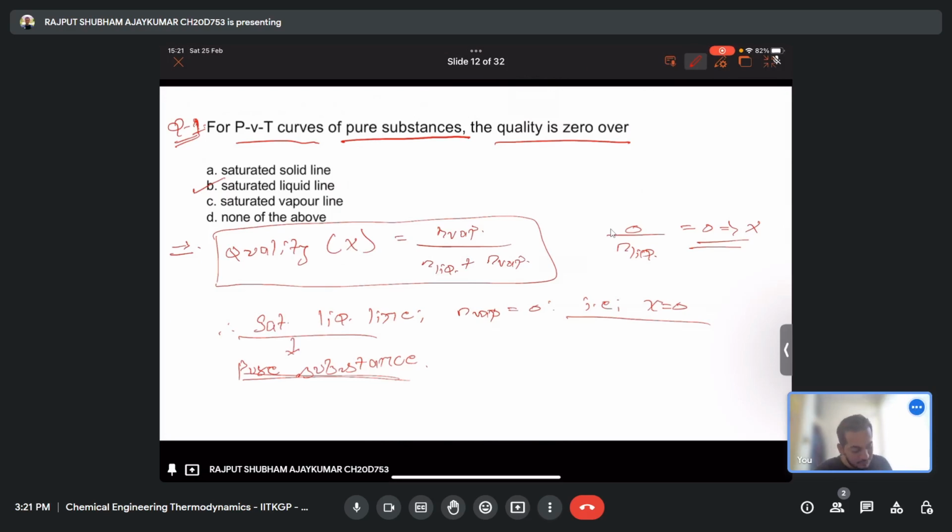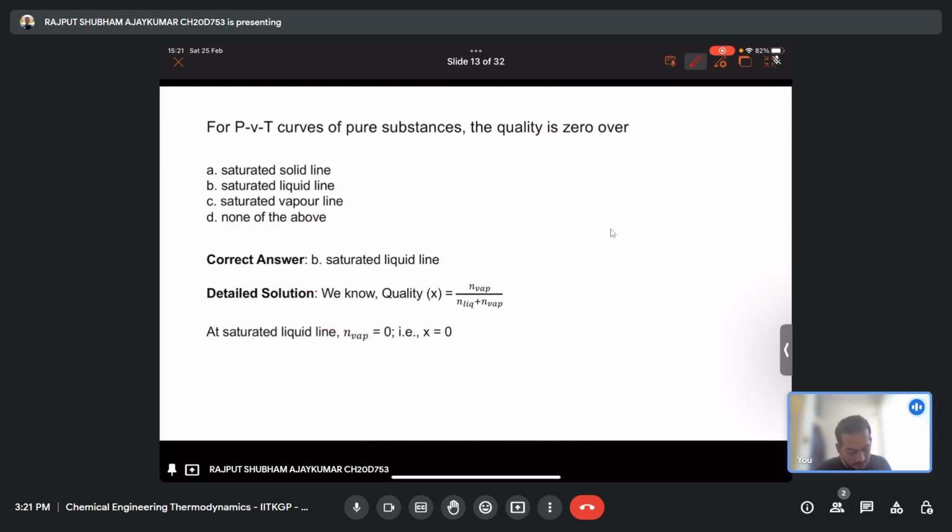Okay, so I've given the explanation for that up here also. The quality X is given by the number of moles of vapor divided by the number of moles of liquid plus the number of moles of vapor. It is a ratio of both the terms. So for the saturated liquid line, the number of moles of vapor is equal to 0, that is X equal to 0. So the saturated liquid line is the correct answer.